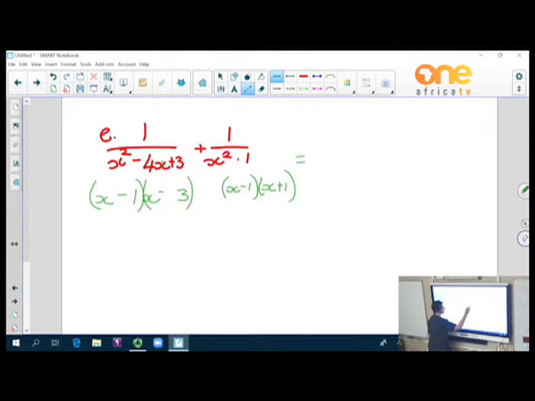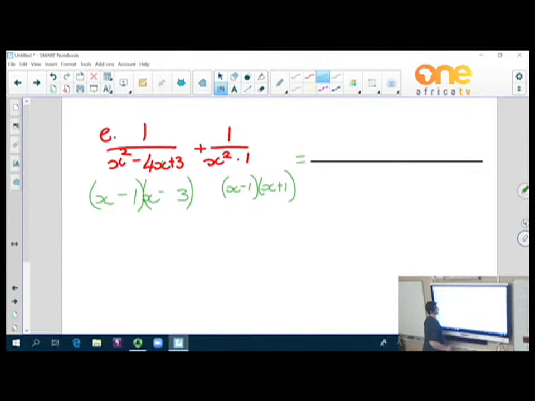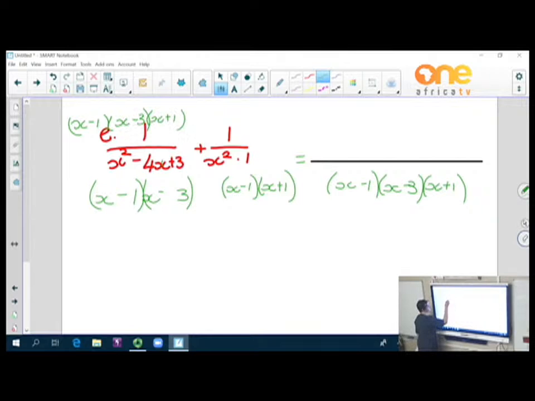Now we need to find the LCM. And I need an x minus 1 here. I need an x minus 3. And here I also need x plus 1. That is my LCM. So I multiply with x minus 1, x minus 3, x plus 1. And the same here, x minus 1, x minus 3, x plus 1. And cancel. Cancel every time.